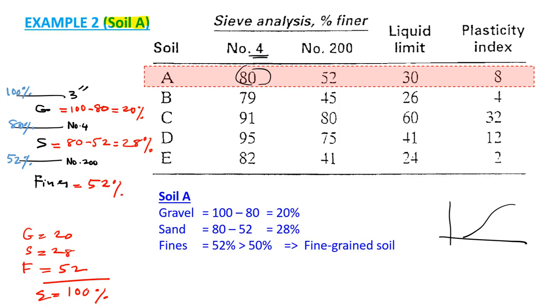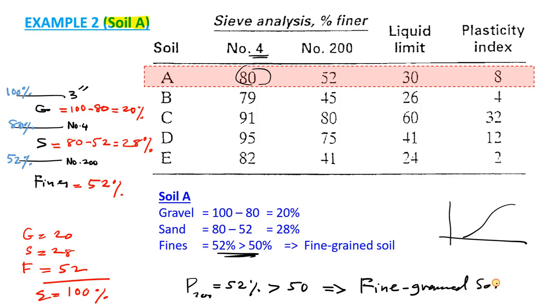Now, because passing number 200 is more than 50, so if you look here, passing number 200 sieve is equal to 52%, which is more than 50%. If it is less than 50, then it is coarse grained, but here it is more than 50, so it is fine grained soil. So the soil A given in this table is fine grained soil.